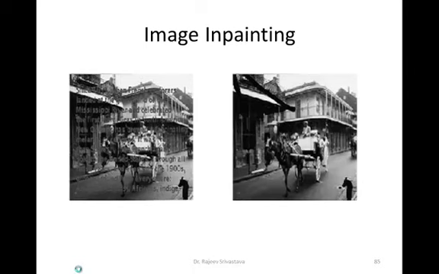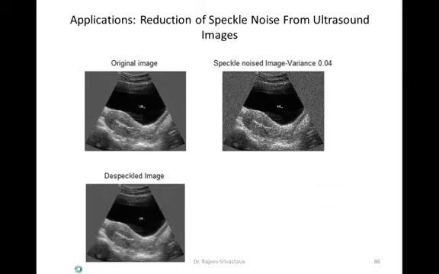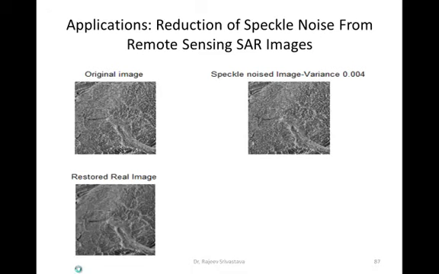Another example of image inpainting includes the removal of text from images or video, or removal of a logo from a video. Or, in medical applications, speckle reduction from ultrasound images. There is also a restoration problem. Speckle noise, which is multiplicative noise, is also present in synthetic aperture radar imaging, and it can also be reduced by using appropriate image restoration.